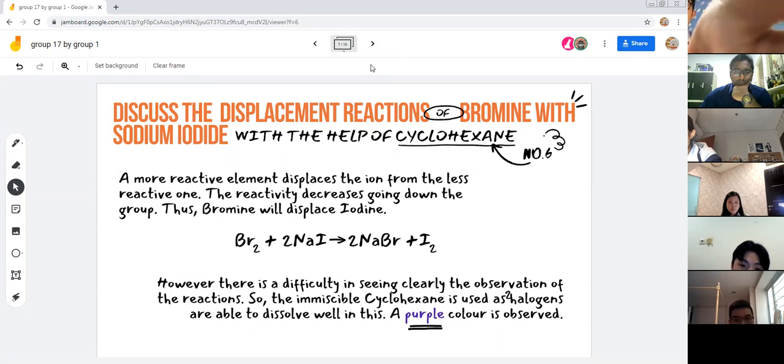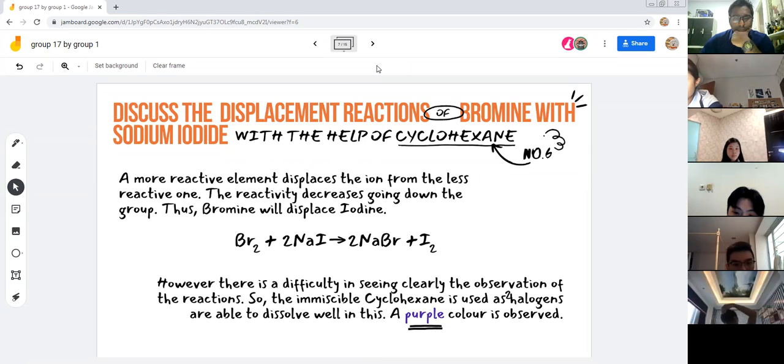Displacement reaction basically means a more reactive element displaces the ion from the less reactive one. The reactivity decreases going down group 17, thus chlorine will displace bromine and iodine, and bromine will displace iodine. The equation is given in the Jamboard. However, there's a difficulty in seeing clearly the observation of the reactions. So we use cyclohexane as halogens are able to dissolve well in this immiscible substance. A purple color is then observed.